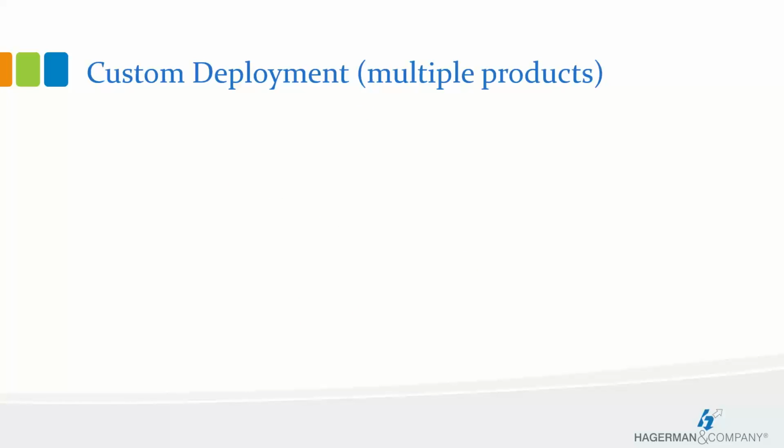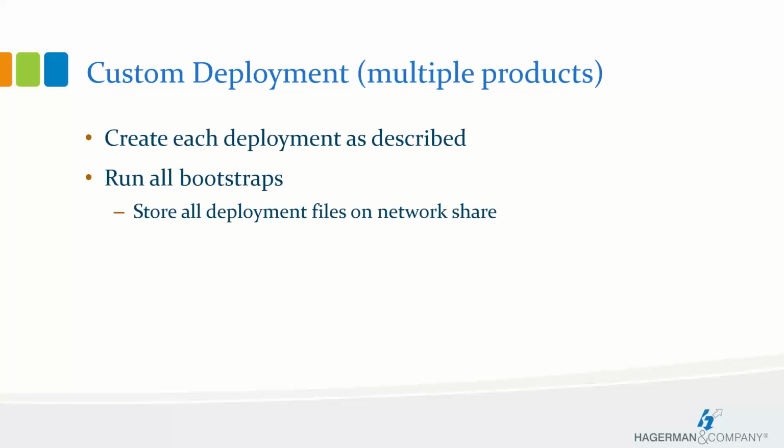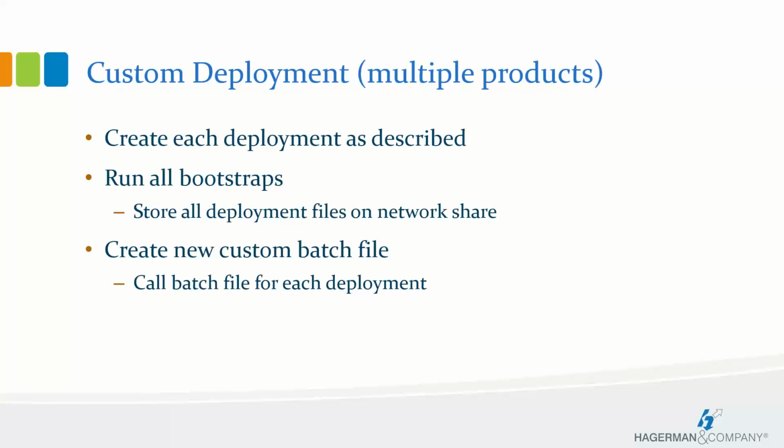We'll still need to create each deployment that we need, whether we do it online or do it the traditional way. We'll still need to run the bootstraps for the online deployments in order to download and store each one. Next, we'll create a new batch file. This file will be used to call the batch files from each deployment or call the appropriate information from a traditional deployment. And essentially, once we run that, the idea is one-click install. And here's an example.